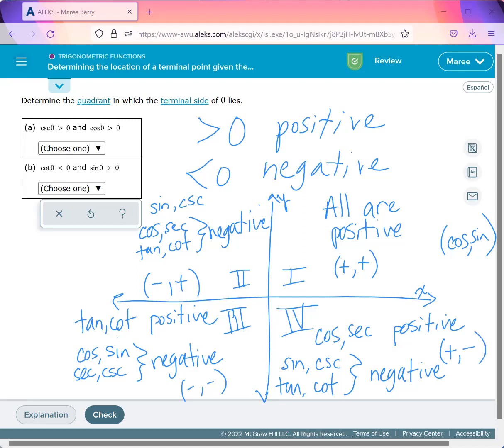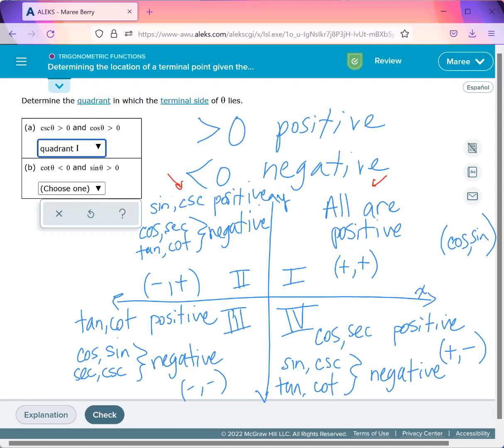Okay, so let's go ahead and look at these problems. So we have the cosecant is greater than 0. So we're saying cosecant is positive. So we look at our examples here. Where is cosecant positive? Cosecant is positive right here and right here. So it's either quadrant 1 or 2. And here this says the cosine is greater than 0, which means the cosine is also positive. If you look at quadrant 2, the cosine's negative, so it has to be quadrant 1.